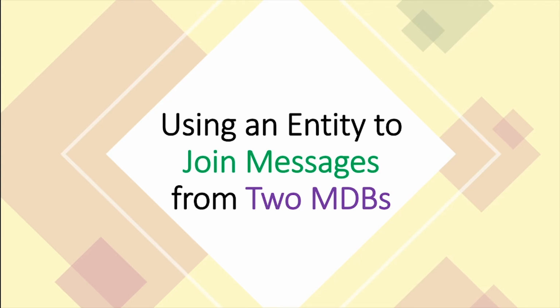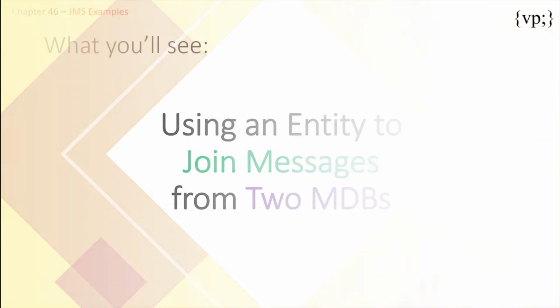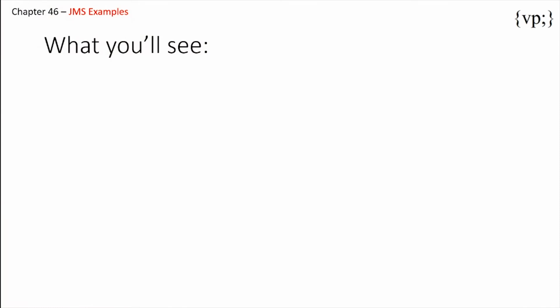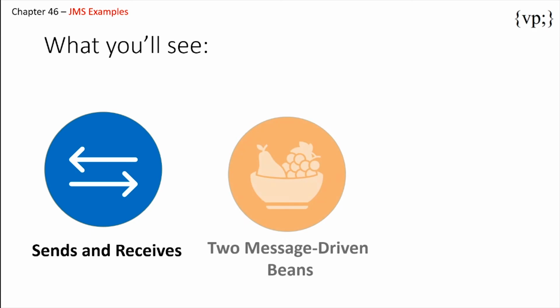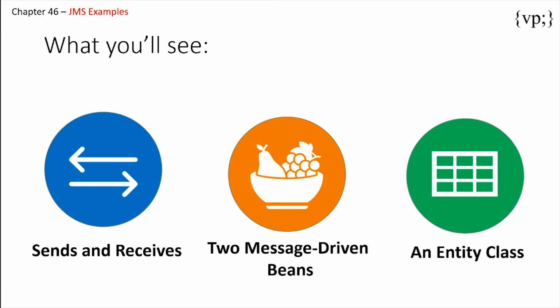Next, let's take a look into using an entity to join messages from two MDBs. So what you'll see in this section is how to write, compile, package, deploy and run an application that uses the JMS API with an entity. So you'll see an application that sends and receives messages, two message-driven beans, and finally an entity class.